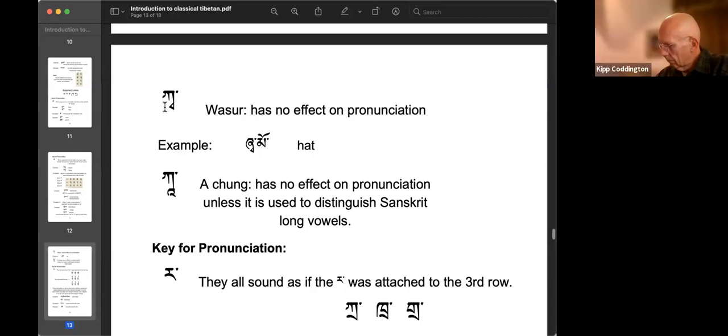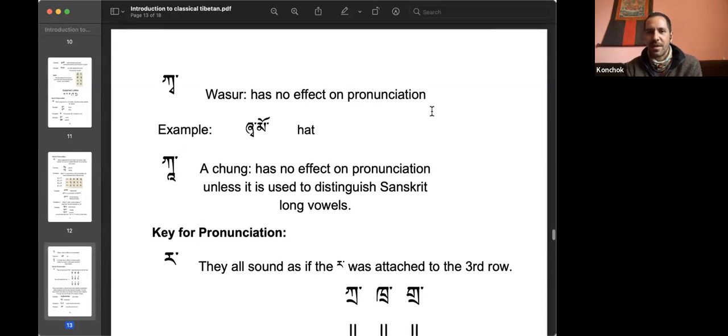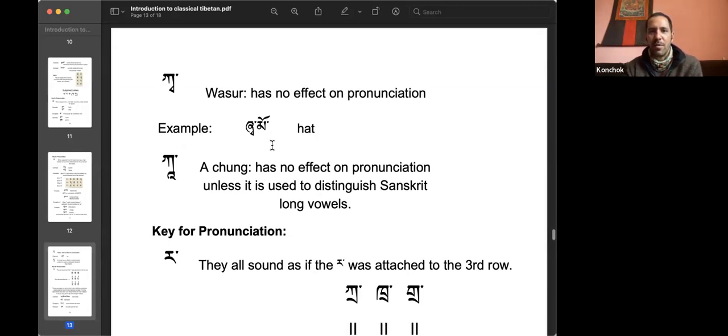So this is called wasur, and it doesn't do anything to the pronunciation. Sometimes it just helps to find the root letter or to distinguish it from another word that is spelled the same or has the same sound. The example here is shamo, which means hat. If this wasur wasn't here, it still would be pronounced shamo. But then I guess it might not be hat. Is the wasur clear? Basically nothing's happening.